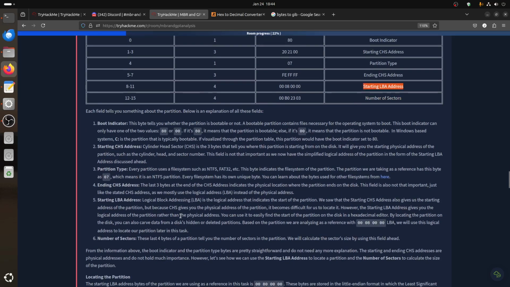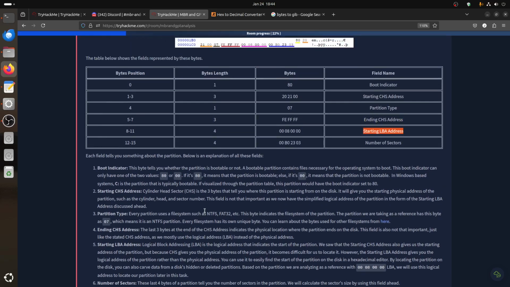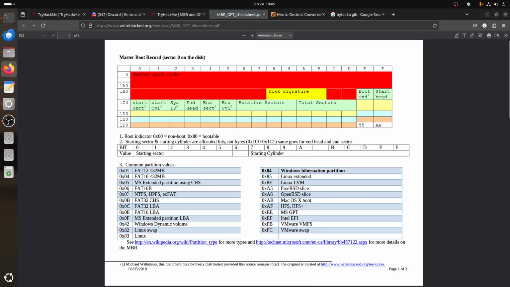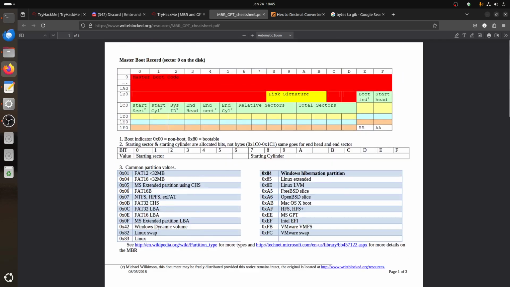And here is a detailed explanation, guys. Usually don't try to confuse yourself with too much detail, because it's an easy or medium room you can learn. But for us, the most interesting is this one, the starting LBA address. Then the partition type: every partition says NTFS, FAT, and so on. Let's see if this website gives us the number. So we know 07 is NTFS, okay, we have that information.